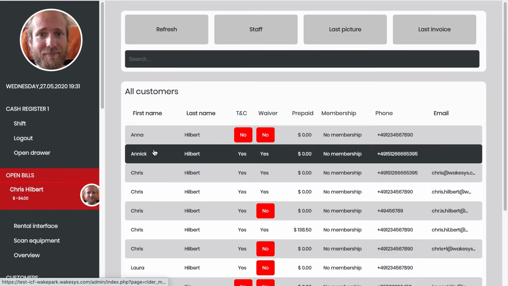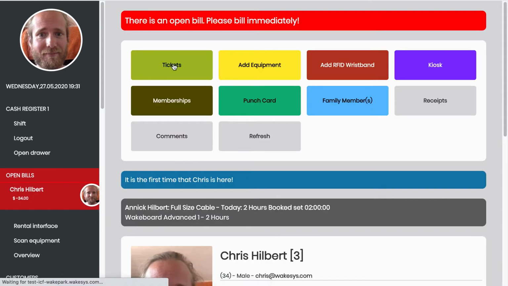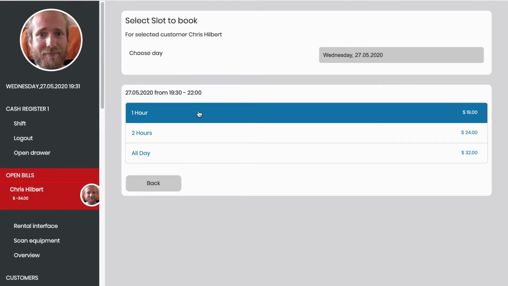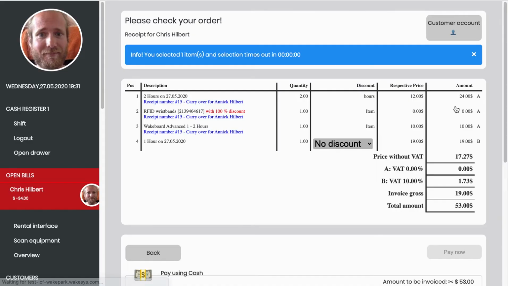However, if the father also wants to go wakeboarding, you also go again back to customer search. You look up the father, and now you sell the ticket to the father just like you would normally do. We're not adding any equipment here.